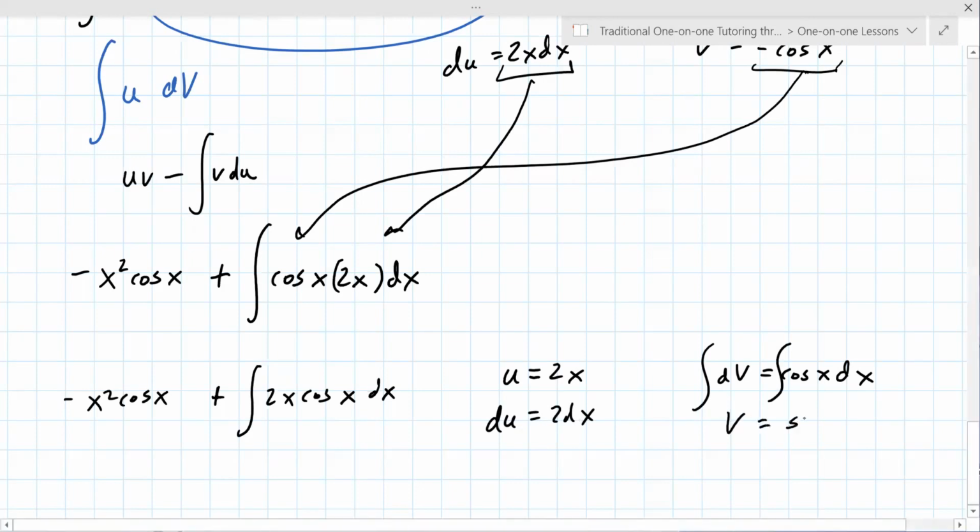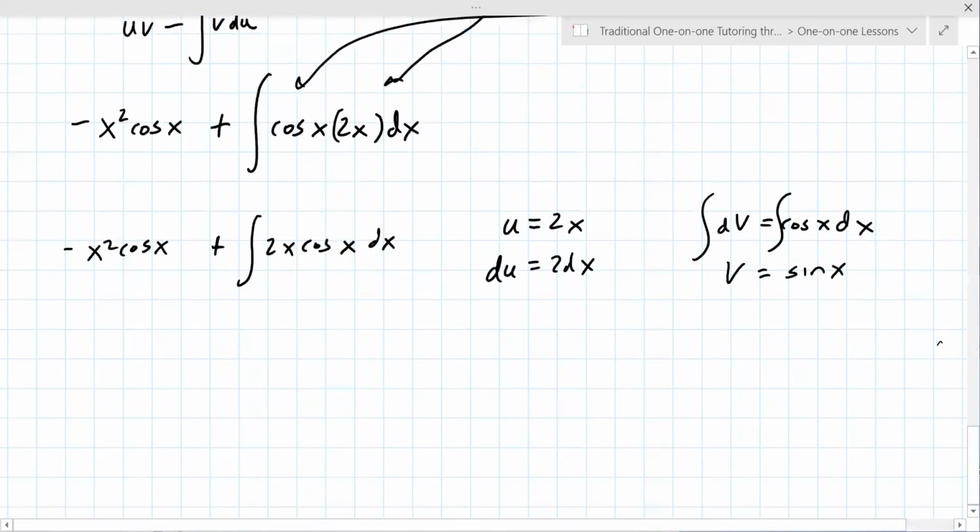No, wait, I'm confused. Cos x times 2x dx. Okay, so you've got all this down? Because this is integration by parts again. It's uv minus integral of v du. That's why we have all this stuff on the right.